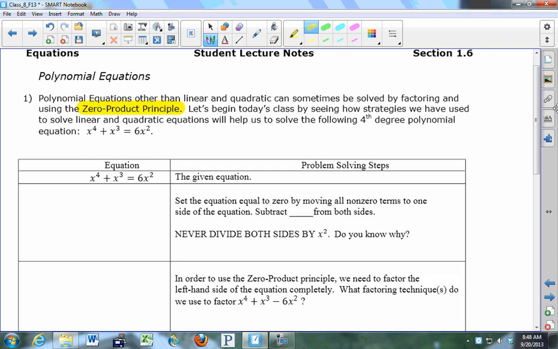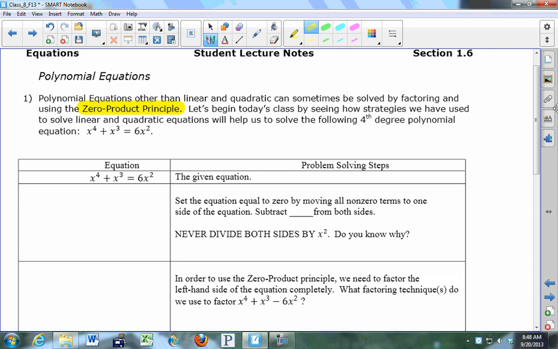Eric? The highest exponent is 4. So here I'm using language, polynomial equations. Your book will define for you what a polynomial is. But the nice thing about polynomials is the only type of exponents you see would be 0 or the positive integers. You will never have any variable expressions in the denominator, which means you'll never have negative exponents, okay? So this is what we call a fourth degree polynomial equation.